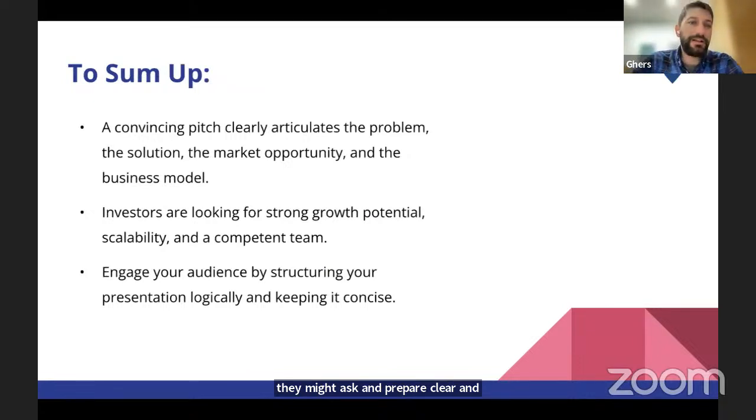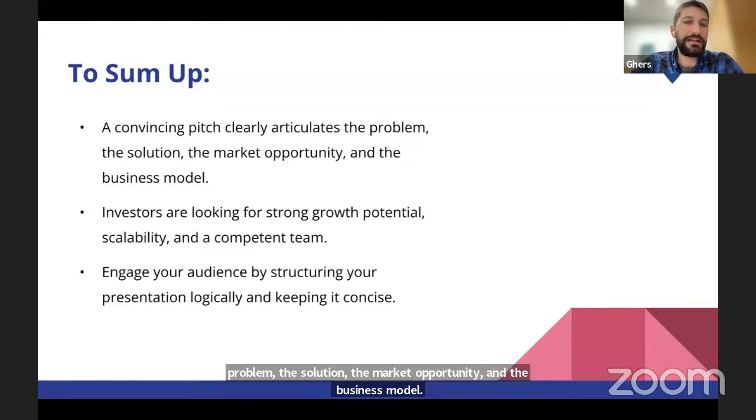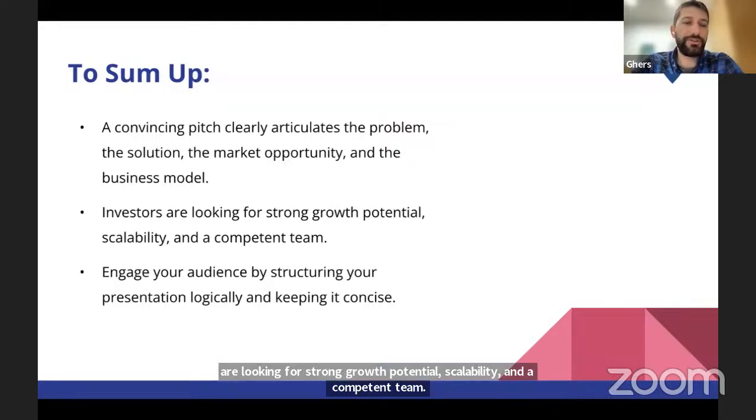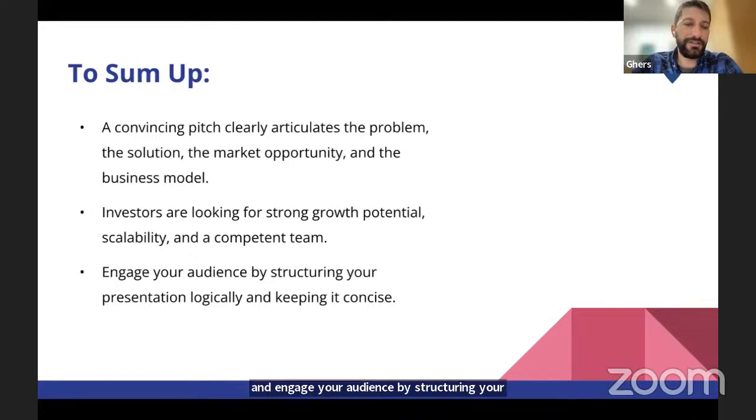So to sum up, a convincing pitch clearly articulates the problem, the solution, the market opportunity, and the business model. Investors are looking for strong growth potential, scalability, and a competent team. And engage your audience by structuring your presentation logically and keeping it concise.